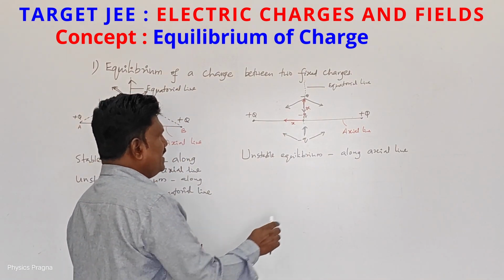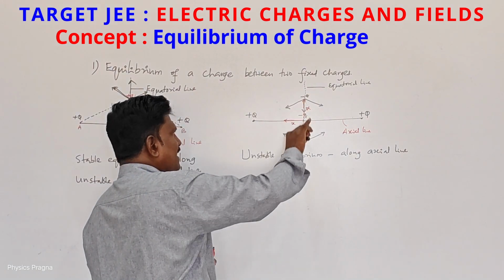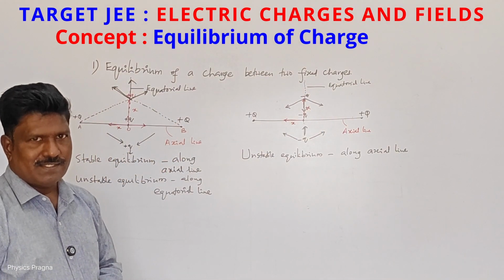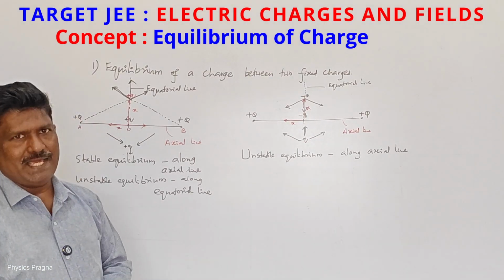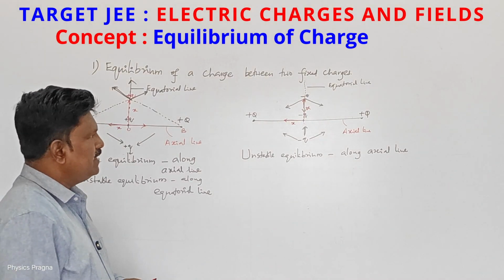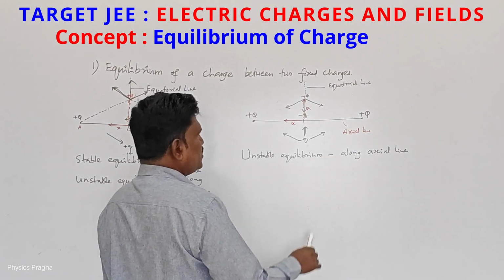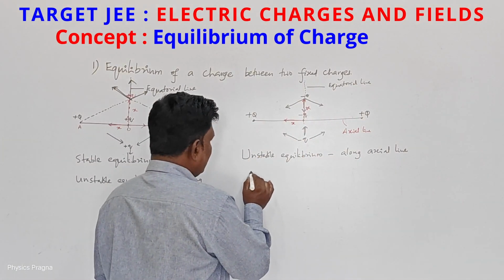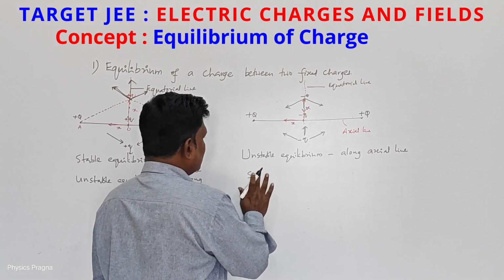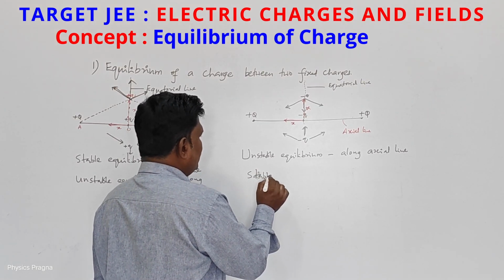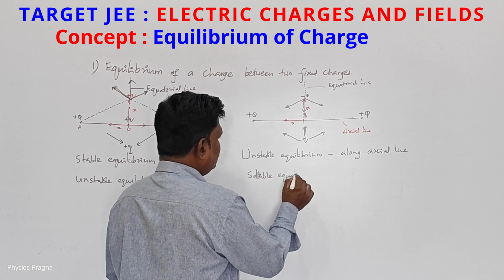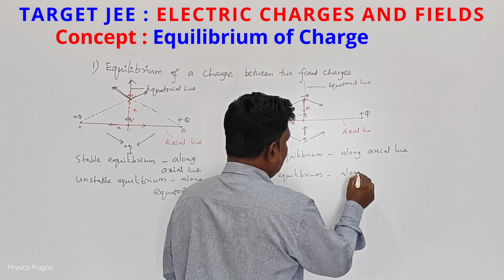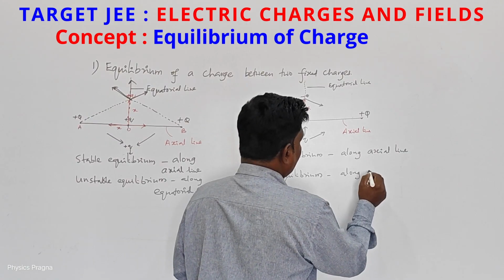So what happens because of this? This minus q will oscillate, and after some time slowly it comes back to its mean position. So the stable equilibrium lies along the equatorial line if a negative charge is in between two positive fixed charges. Stable equilibrium lies along the equatorial line.